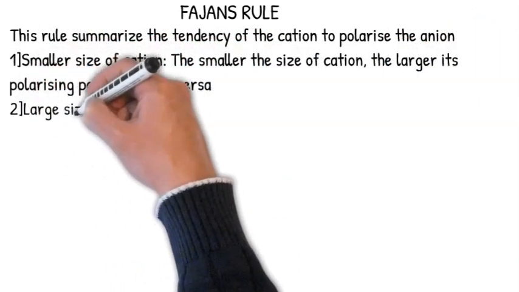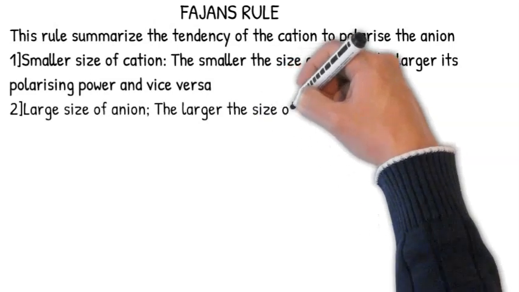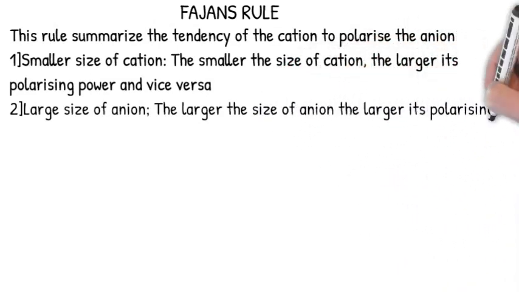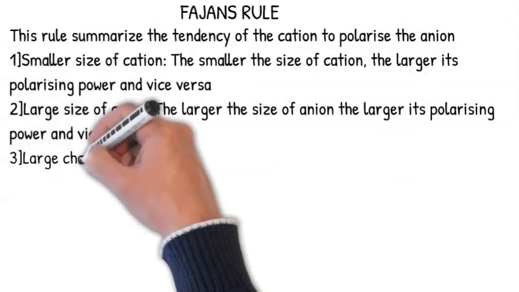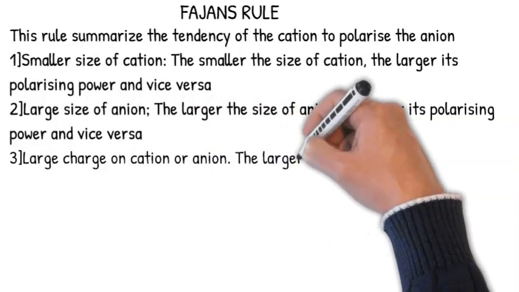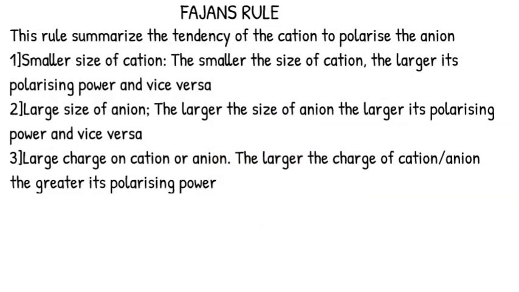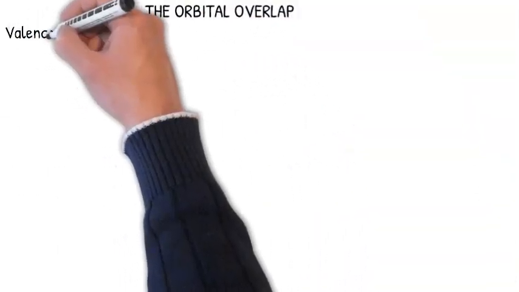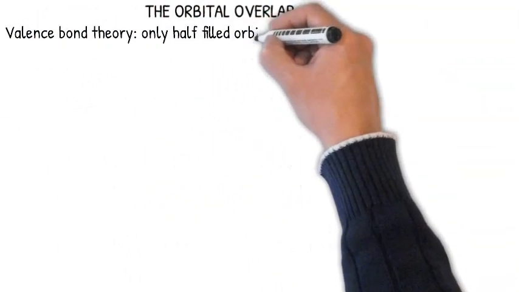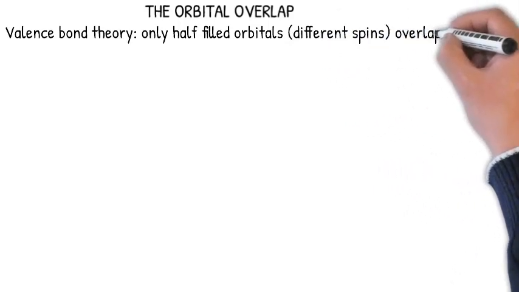Number 2. Large size of anion. The larger the size of the anion, the larger its polarizability and vice versa. Number 3. Large charge on cation or anion. The larger the charge of the cation or anion, the greater its polarizing power. The orbital overlap. Valence bond theory. Only half-filled orbitals with different spin overlap each other.